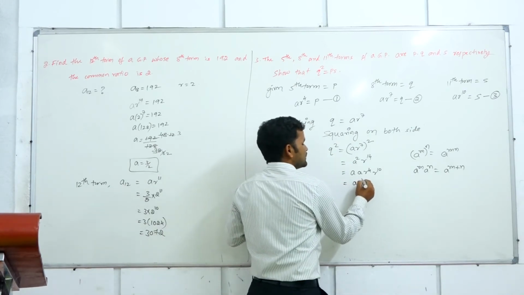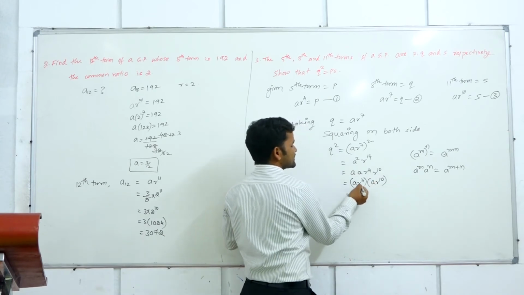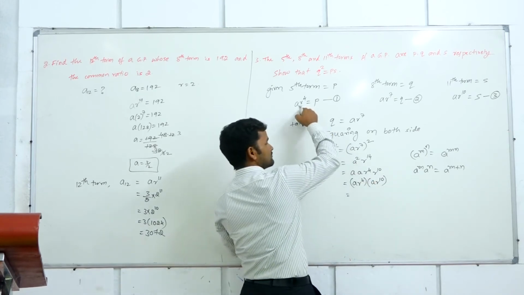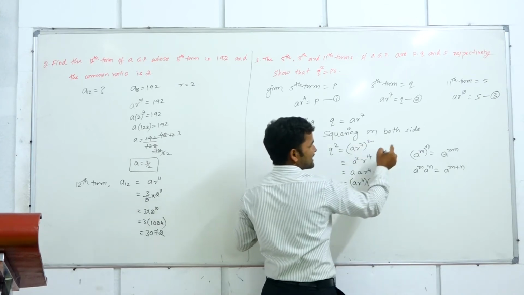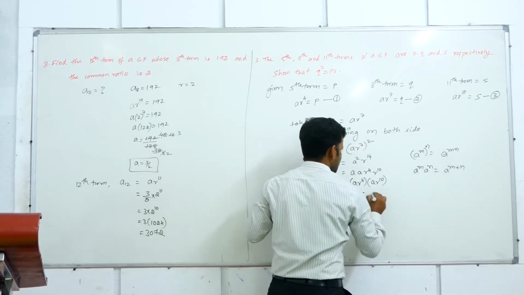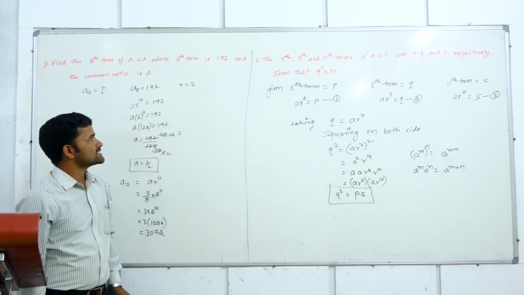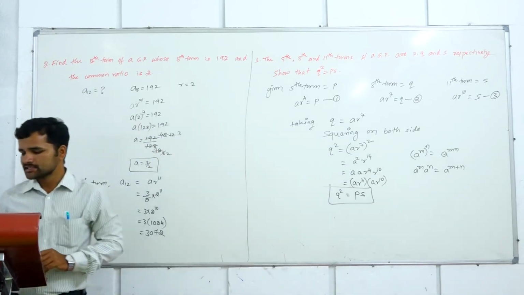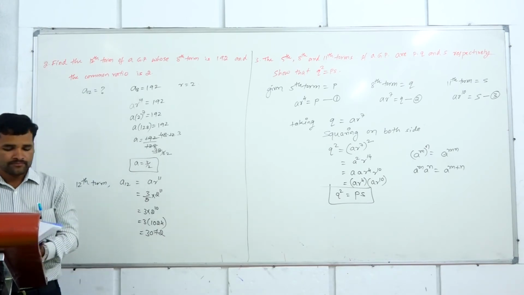Now a into r is to 4 into a into r is to 10 I can write. A into r is to 4 is nothing but a p, they have given you. A into r is to 10 is nothing but a s there. This is q square is equal to ps. That is about problem number 3 in the exercise 9.3. Now I will go to the problem number 4.